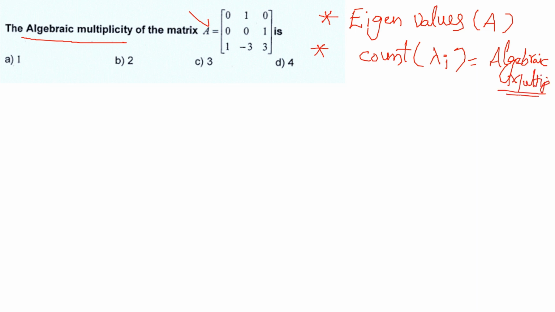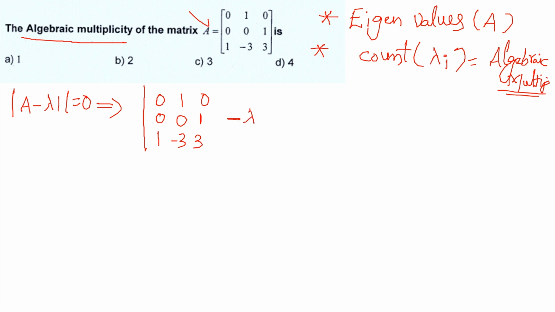So first find the eigenvalues of the given matrix. We know the determinant of A minus lambda I equals 0 yields the characteristic equation whose roots are eigenvalues. So now let's do this. That yields the determinant of A, which is 0, 1, 0, 0, 0, 1, 1, minus 3, 3, minus lambda times I, that is the identity matrix of the same size as A, 1, 0, 0, 0, 1, 0, 0, 0, 1. The determinant is equal to 0.